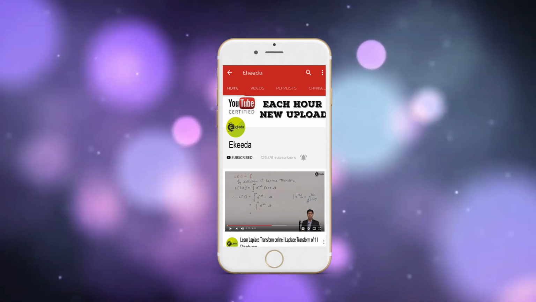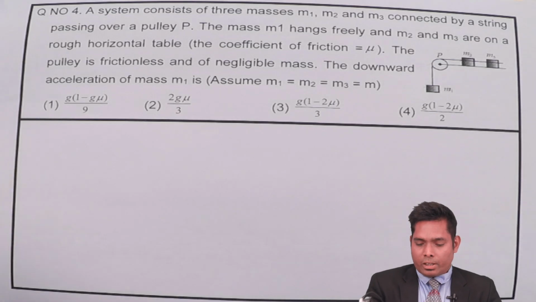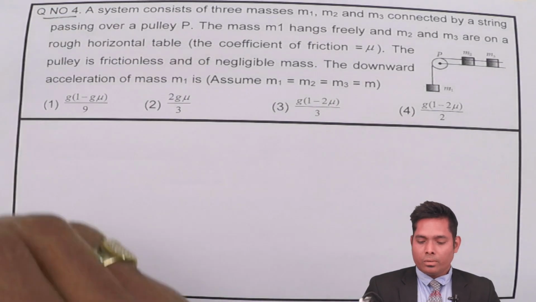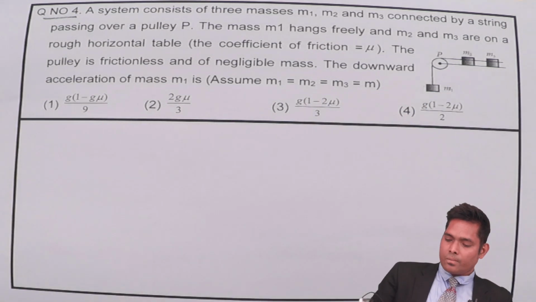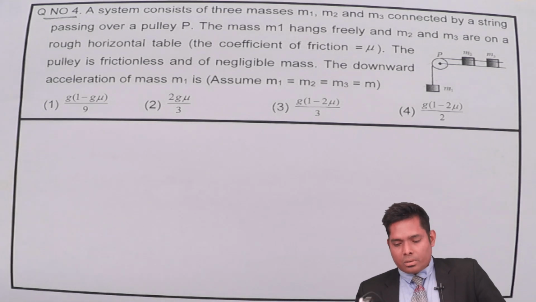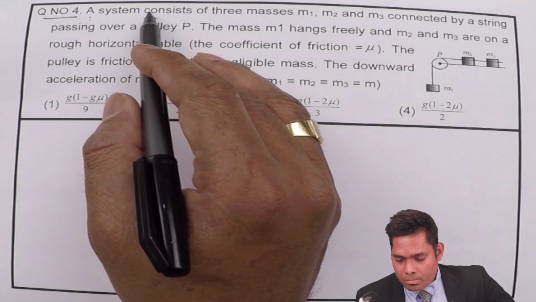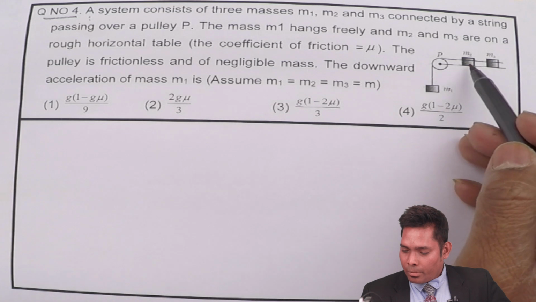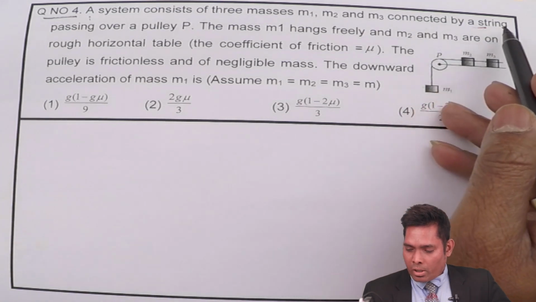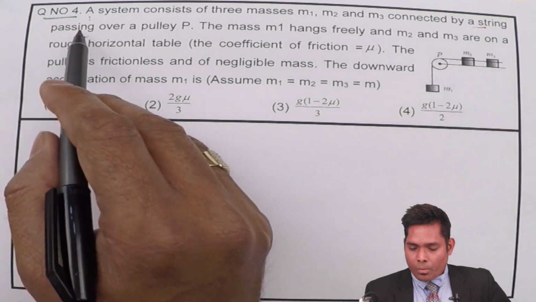Hello students, let us solve the next question. Question number 4 of 2014 NEET physics paper. This chapter is about force, Newton's laws of motion. Here we have a system consisting of three masses, M1, M2 and M3, connected by a string. This is a string that goes over the pulley, passing over the pulley P.